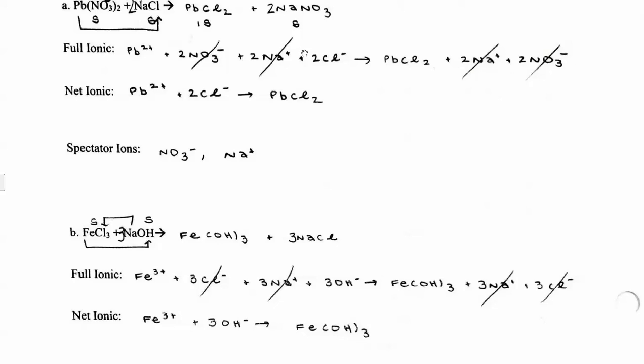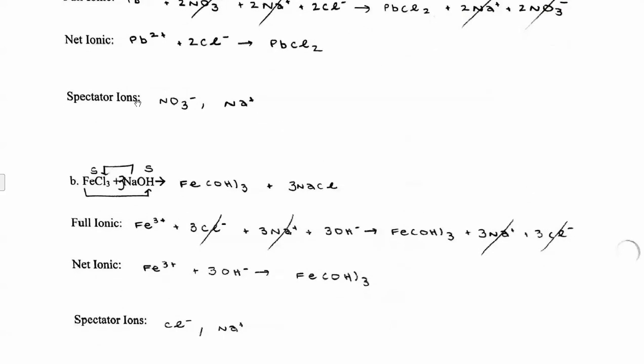Now anything that's the same on either side, I get to cross out. So I cross out my Nas and I cross out my NO3s. Now if there weren't a 2 here, for example, don't not cross it out. Recognize the fact that you forgot to balance and go back and make sure you balance. Okay, so I got Pb2+ plus 2 Cl- gives me PbCl2. My spectator ions, the ones that were crossed out that had nothing to do with the actual reaction, were NO3- and Na+.